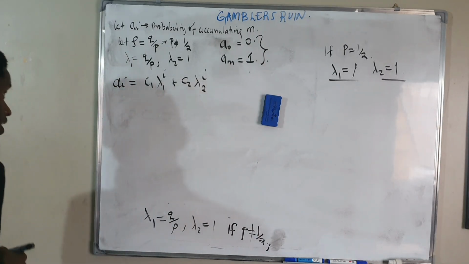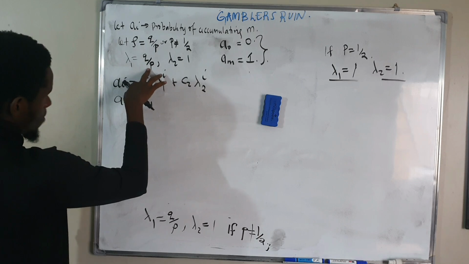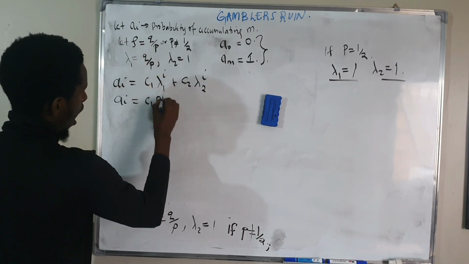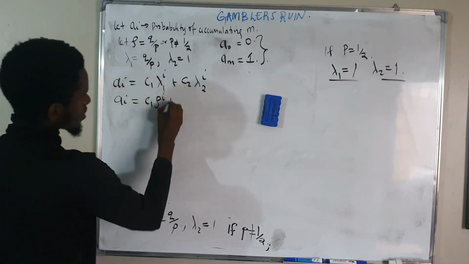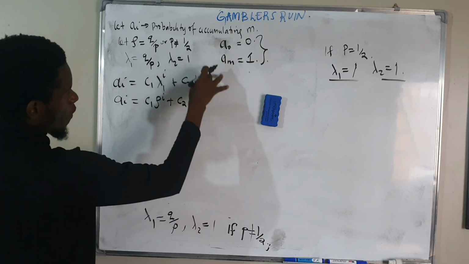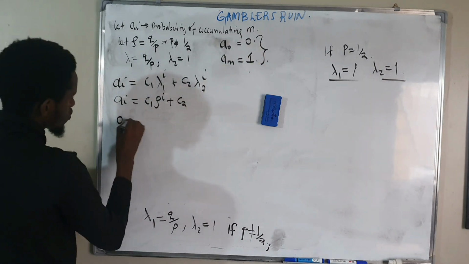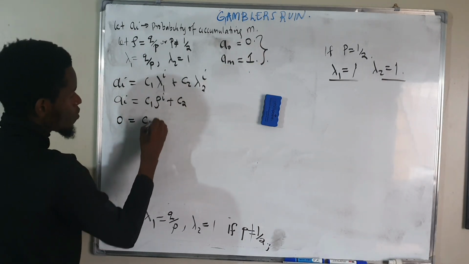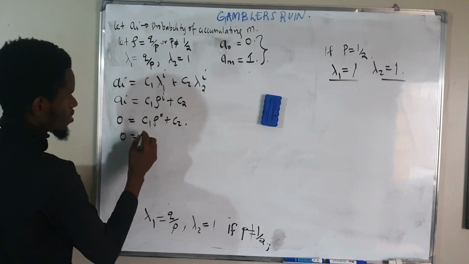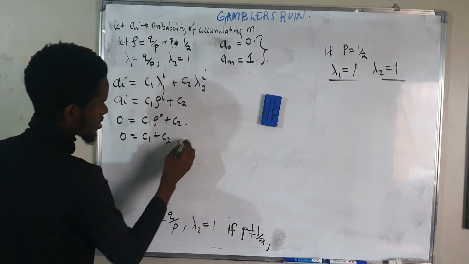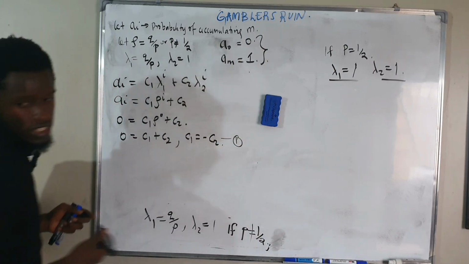Now, if I try to substitute, AI is going to be the same as having C1 times lambda 1 to the power I. Here, because lambda 1 is Q over P, which I've called rho, I have rho to the power I, plus C2 times lambda 2, which is 1, and 1 to the power I is going to be 1. But now, we know that A naught is 0. Then if A naught is 0, I have 0 equals C1 rho to the power 0 plus C2. Any number to the power 0 is 1, so I have 0 equals C1 plus C2. And therefore C1 equals negative C2. This is my equation 1.